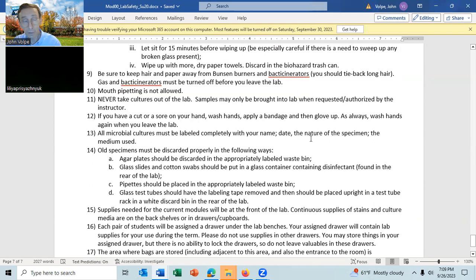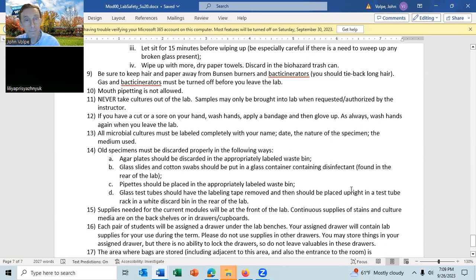Like if you're growing E. coli, you just put E. coli. But if you're sampling the sink, say something like sink sample, the medium used. So you must include your name, the date, the nature of the specimen, and the medium used. It is optional. You may include the temperature you're growing the microbes at.